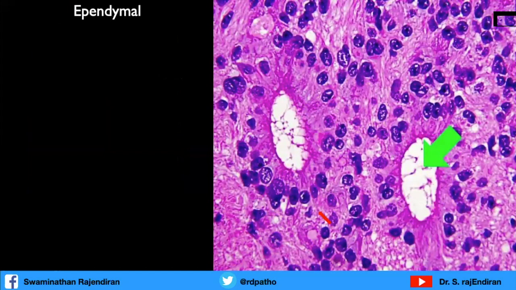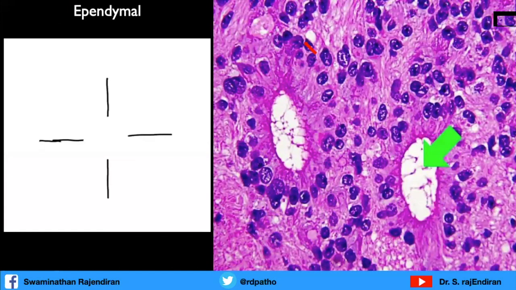They are seen in only 20 to 30% of cases, and they show a central space. It looks like a gland, but remember, there is no basement membrane. That's very, very important. No basement membrane. If you imagine glands without basement membrane, that is ependymal rosettes.